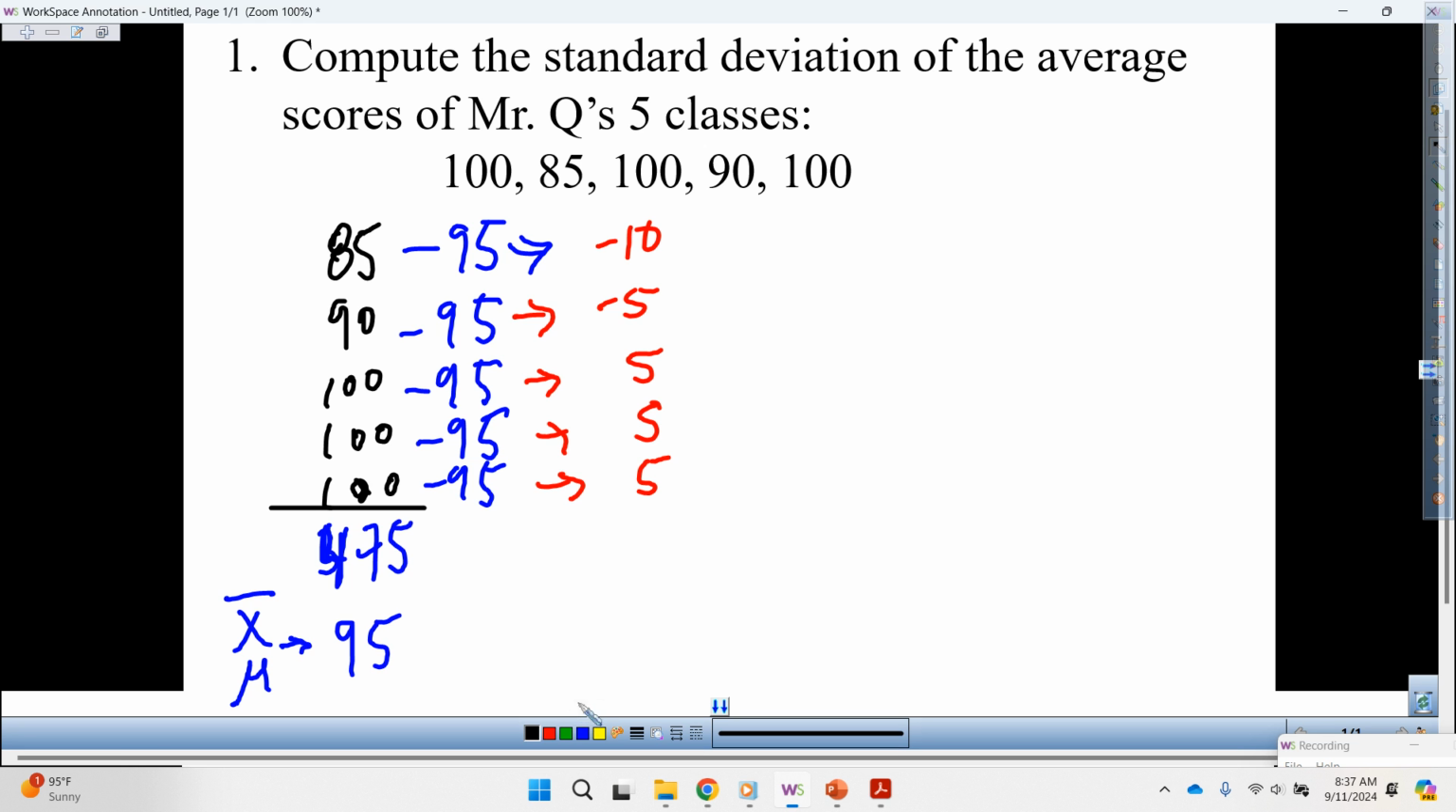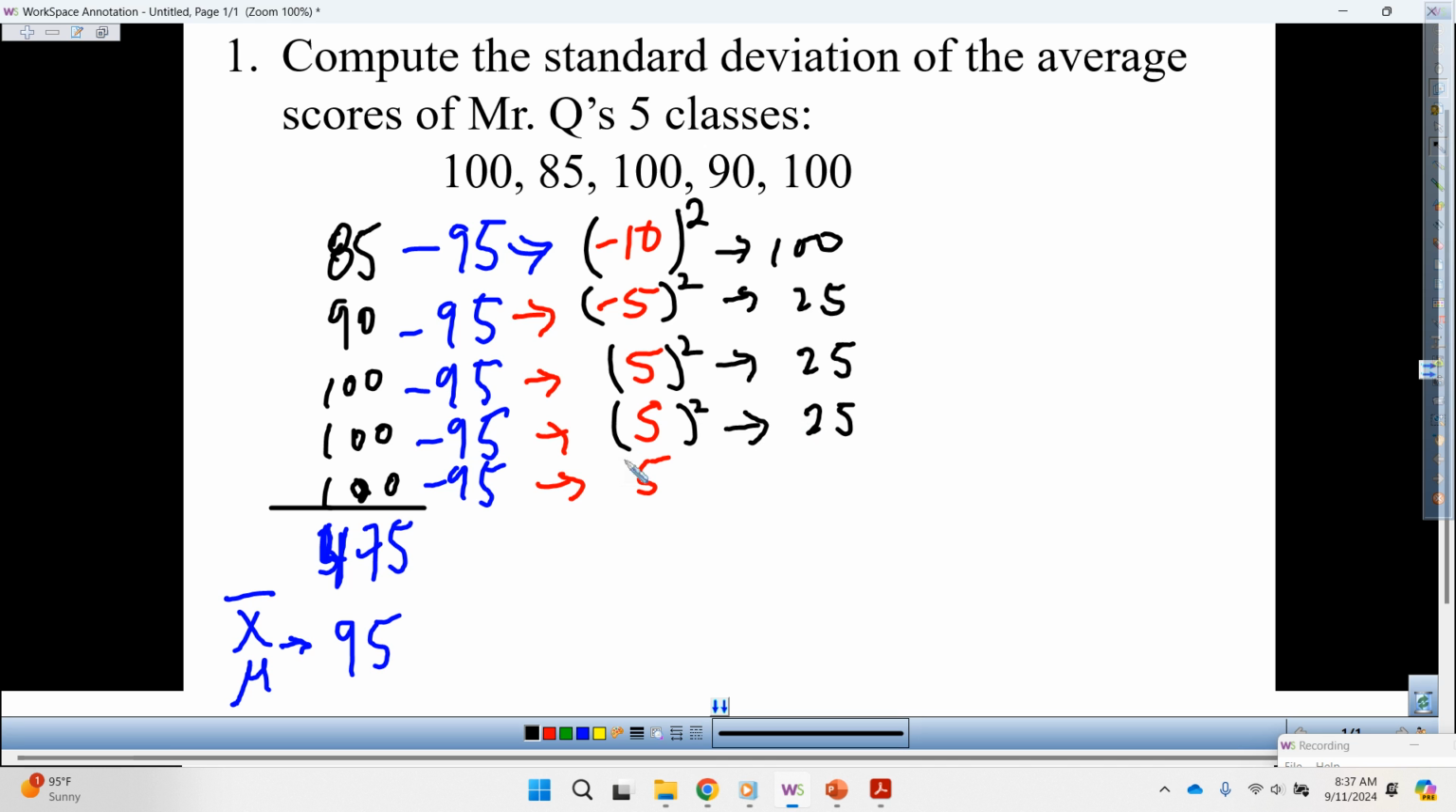Julius. Square each of these. So squared, that gives us 100, 25, 25, 25, 25. All right. Next step. What do we do next? So find the mean again. So X bar. And this gives us, let's see, 25, 25, that's 100, 200. Divided by 5, that's 40.